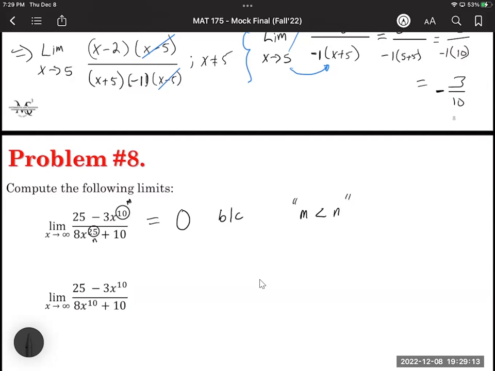Okay. Like, for example, look at this one. In the second example, what's the degree of my numerator? Well, it looks like it's going to be 10 again. That's my m. On the other hand, what is the degree of my denominator?